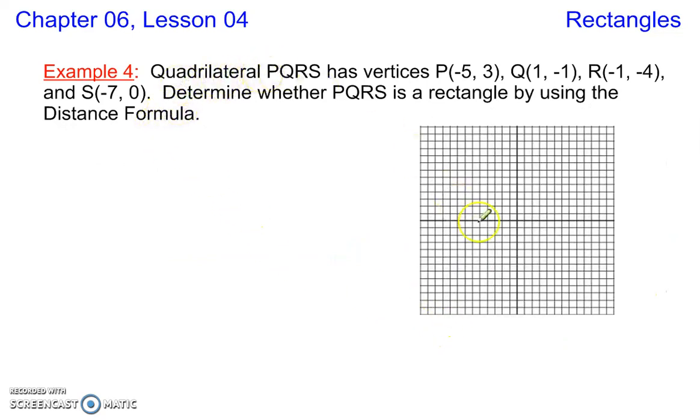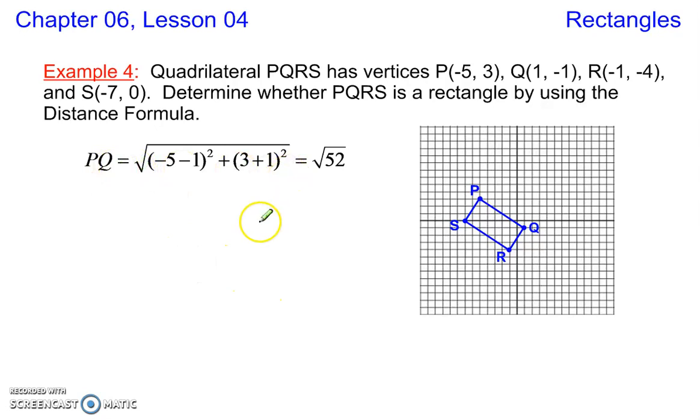All right, here we go on a coordinate plane. PQRS has the vertices -5, 3, 1, -1, -1, 4, -4, -7, and 0. Determine whether it is a rectangle by using the distance formula. Now, when you graph this, you can have a look at it and see, okay, well, you could figure out the slopes and go that way. We're going to use the distance formula.